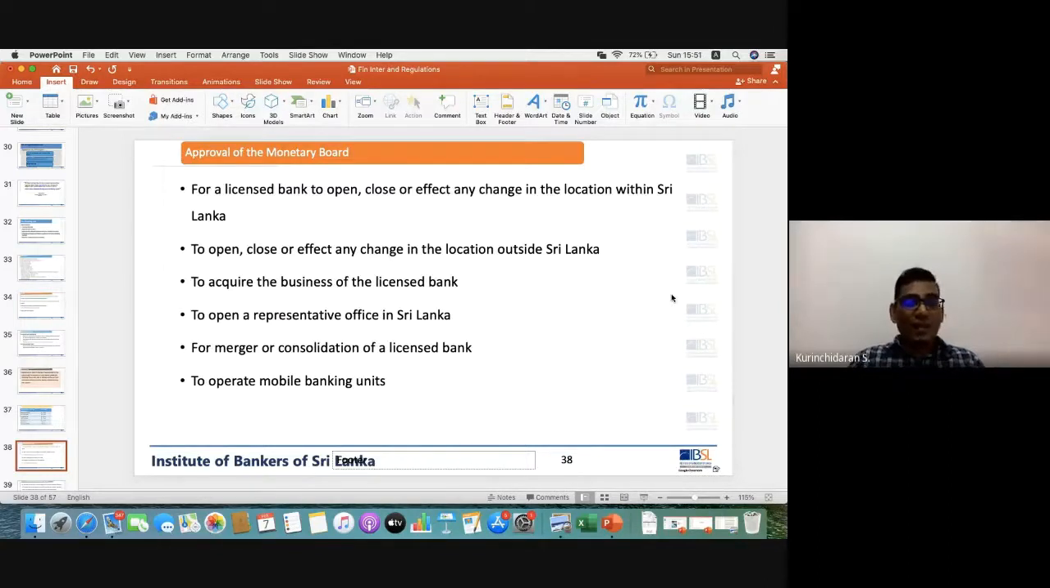Now, if there are two banks that want to merge together or consolidate, they have to get approval from the Monetary Board. And not only these big things, even to operate mobile banking units, they have to get approval from the Monetary Board. Do you know what mobile banking means? Mobile banking means banks can send their vehicles, taking deposits and lending. So for interior remote areas, yes, of course they can do it, subject to Monetary Board approval, right?